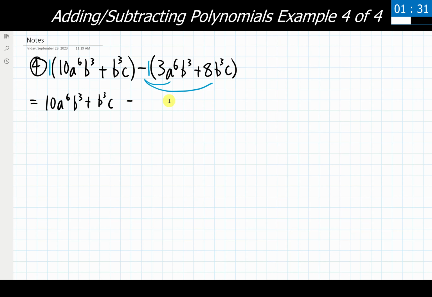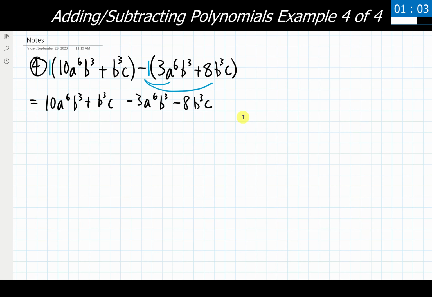That's going to give us negative 3a to the 6th b to the 3rd minus 8b to the 3rd c. So both of the signs changed inside here because of the negative out front. Now with this step, if you wanted to, like we did with the previous problems, you could reorganize this by putting the like terms next to one another if you would like to. There's absolutely nothing wrong with that.